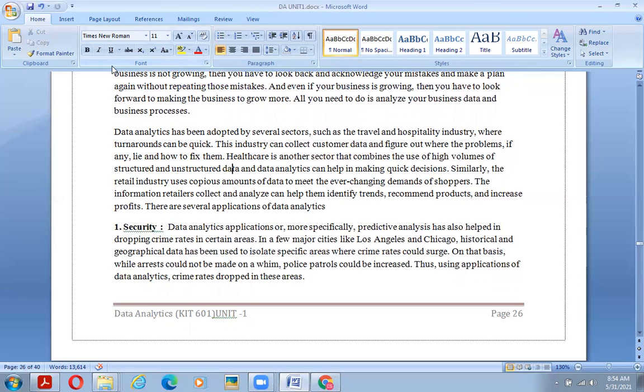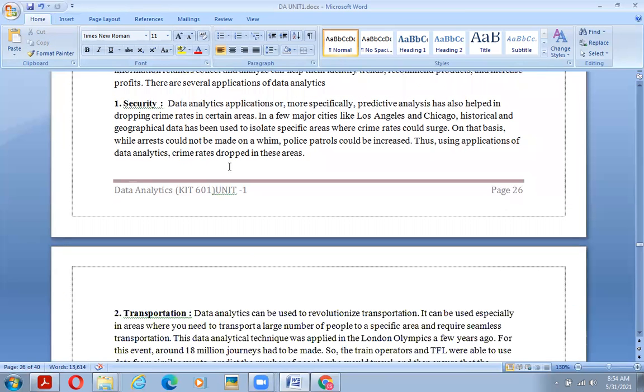Similarly, the retail industry uses copious amounts of data on the ever-changing behavior of shoppers. Analyzing current information can help retailers analyze the trends of current products and increase profits. So there are several applications of data analytics, which we will study step by step.